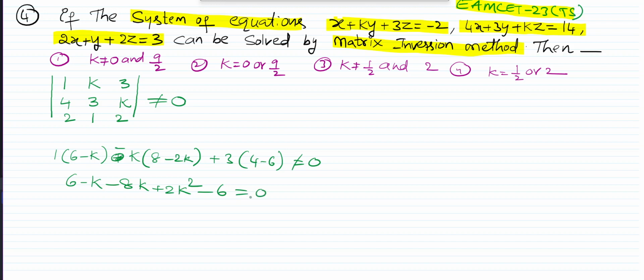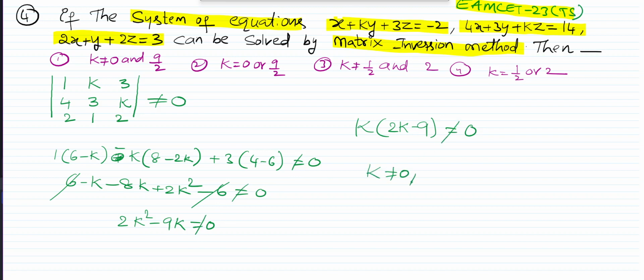The 6 and minus 6 cancel, so this is 2k square minus 9k not equal to 0. Take k common: k into (2k minus 9) is not equal to 0. That is, k is not equal to 0, and k is not equal to 9/2. For this, the first option is the correct answer: k is not equal to 0 and 9/2.